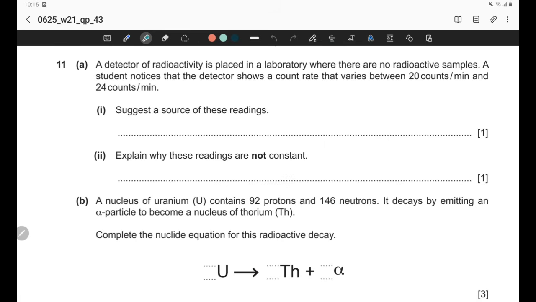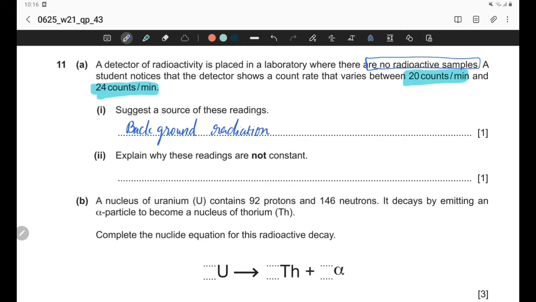Question 11 Part A. A detector of radioactivity is placed in a laboratory where there are no radioactive samples. A student notices that the detector shows a count rate that varies between 20 counts per minute and 24 counts per minute. Suggest a source of these readings. So even though there is no radioactive sample kept in the laboratory, since the detector shows a reading, what is the reason? This reading is mainly due to the radiations present in the atmosphere or the surroundings, and it is called background radiation. Since it is a 1-mark question, this is enough.